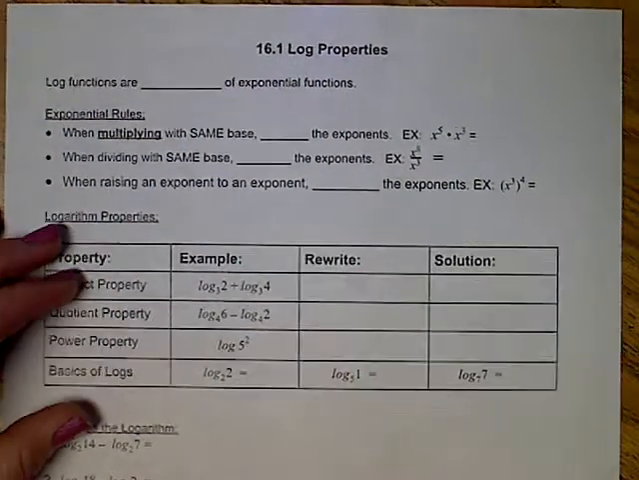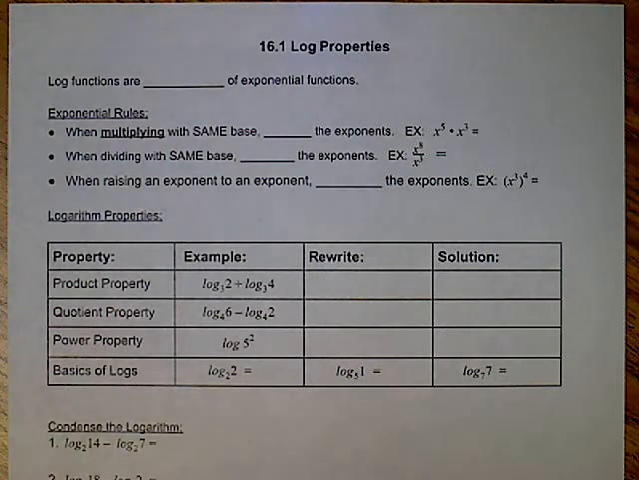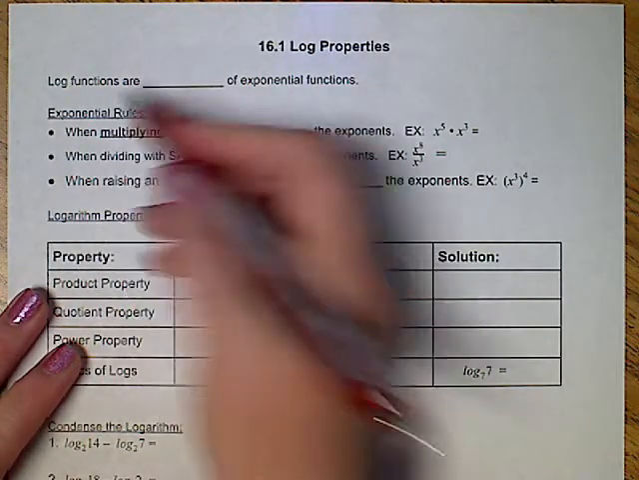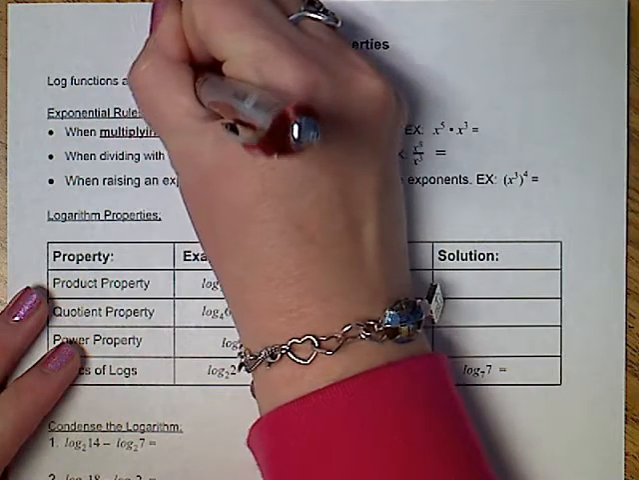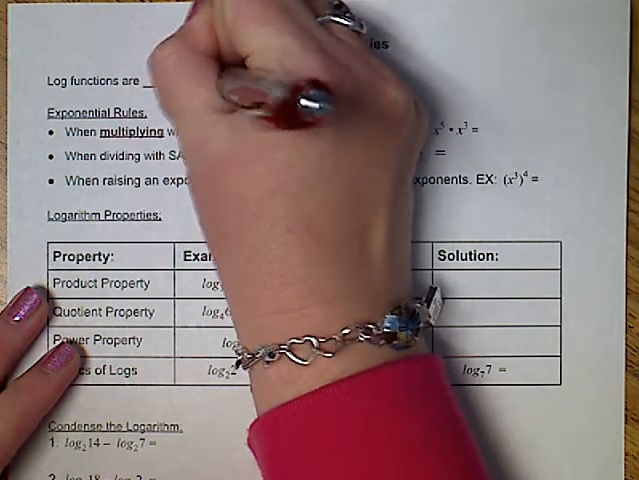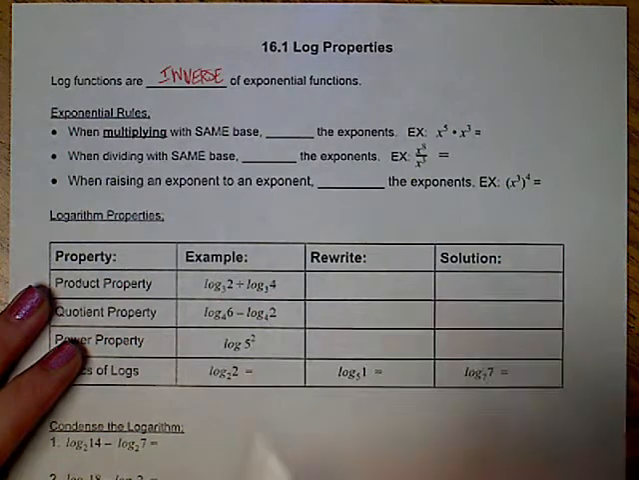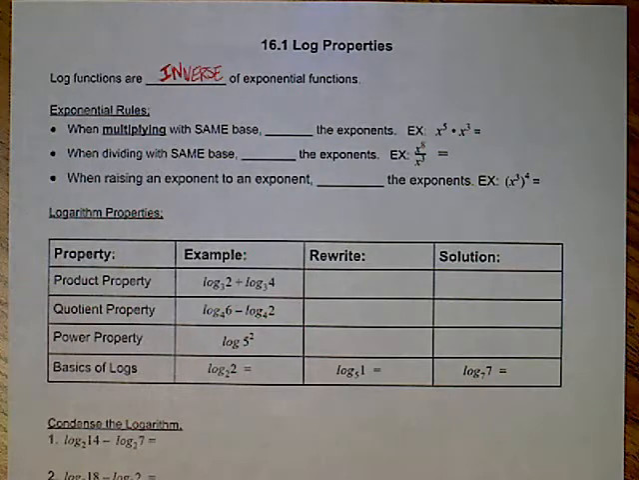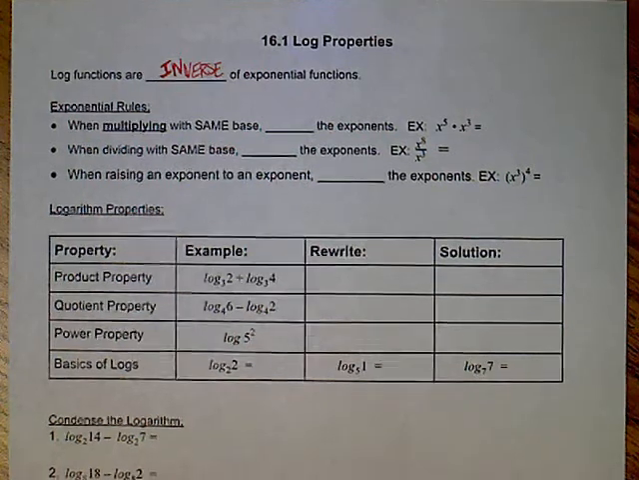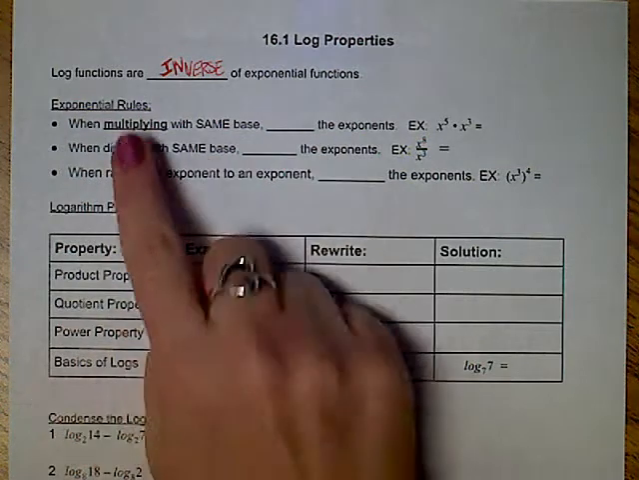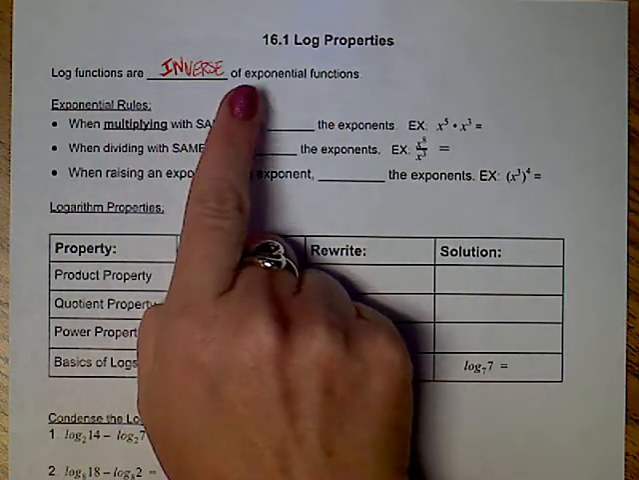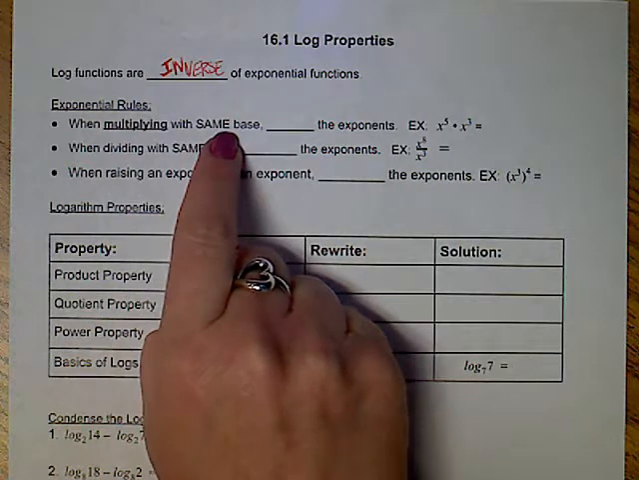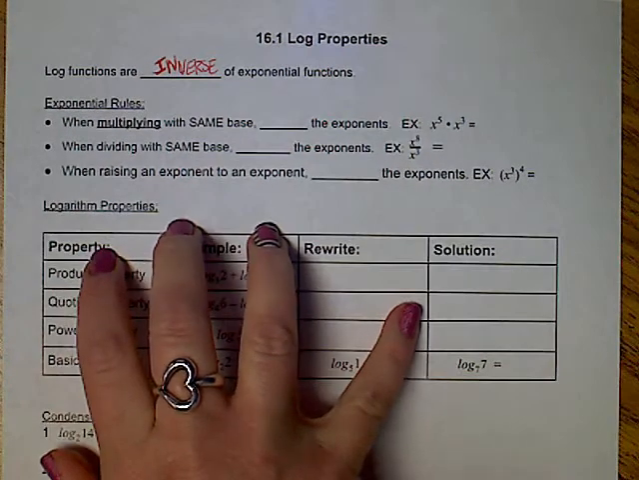16.1 Log properties. Remember, we have discussed that log functions, or logarithmic functions, are the inverse of exponential functions. This is really important that we understand inverse, opposite. So everything that happens in an exponential function is the opposite in a log function. We looked at that on a graph, but now we need to remember our exponent rules for exponential functions, and everything here will be the opposite when we go to log properties.